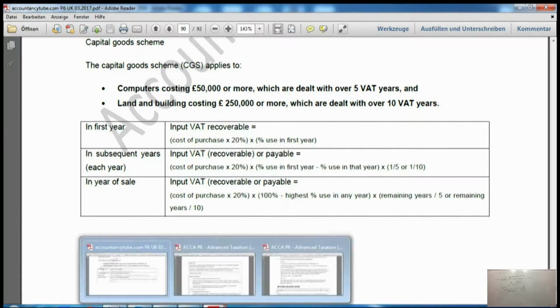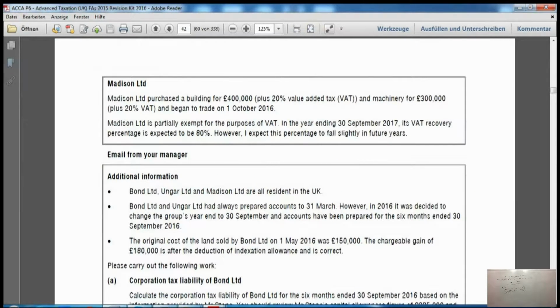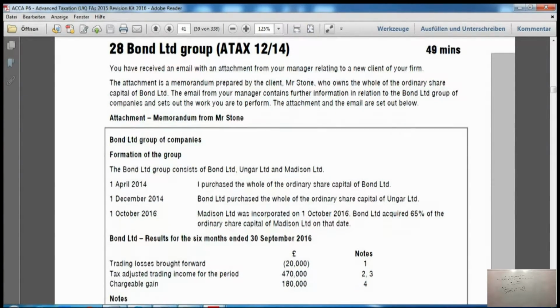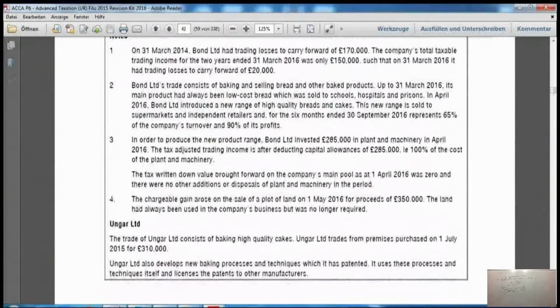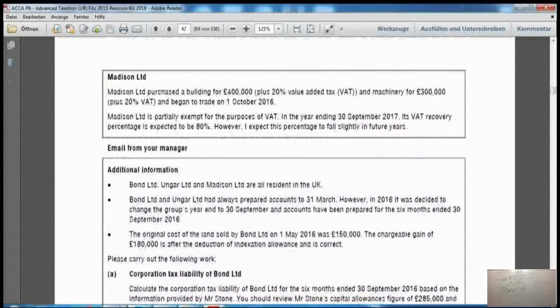Now, we'll just do a question together. I've just picked a question out of the BPP Exam Kit. I think it is question 22. Alright, so we will do a little part which is only relevant to the capital goods scheme from here, where it says Madison Limited. Alright, so let's read the question.